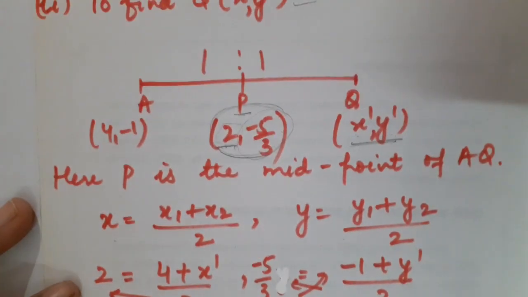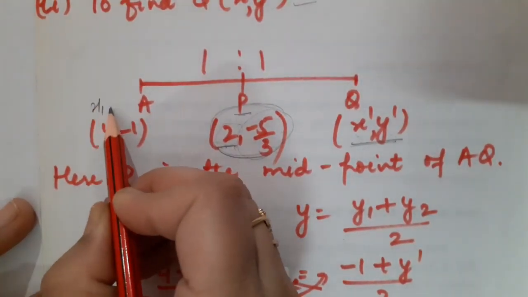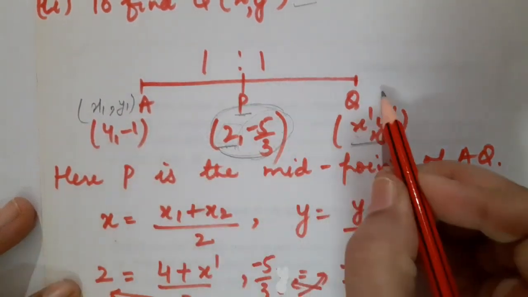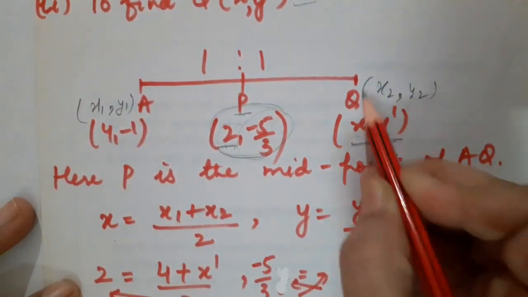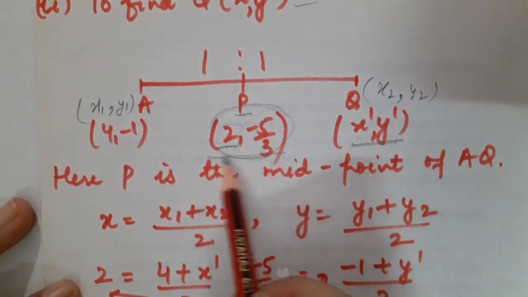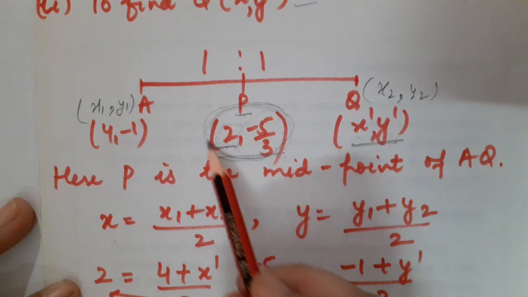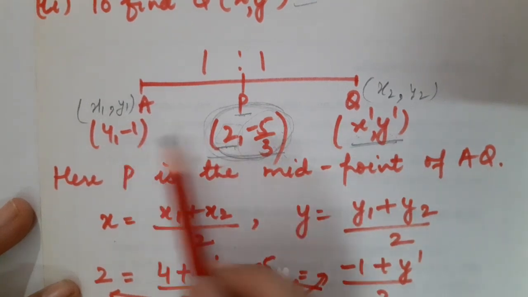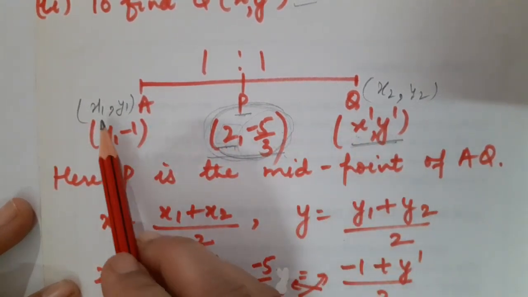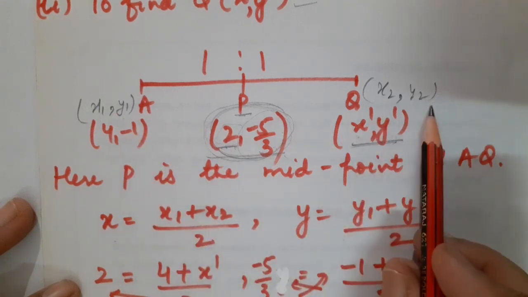Fine. Now what is X1, Y1 over here? This is X1, this is Y1. This is X2, this is Y2. Of course, because I am going to apply the midpoint formula, that would be applicable for midpoint coordinates only. So now you just find out the midpoint using X1, Y1, X2, Y2.